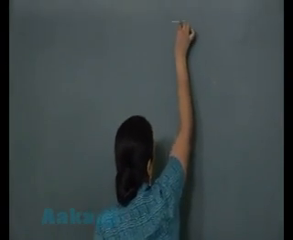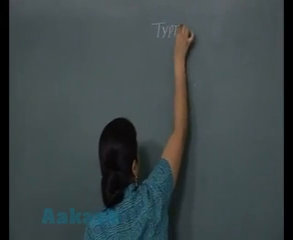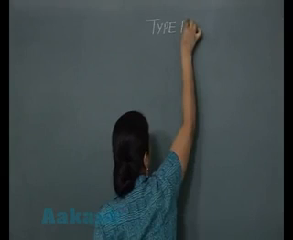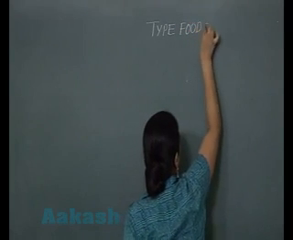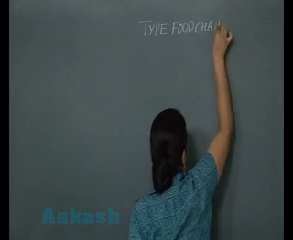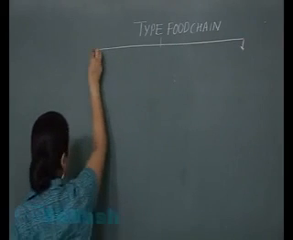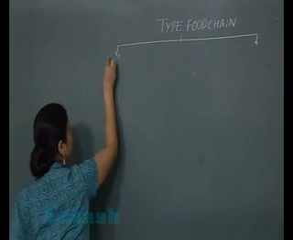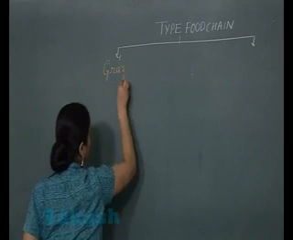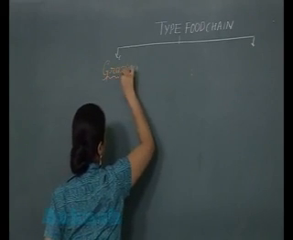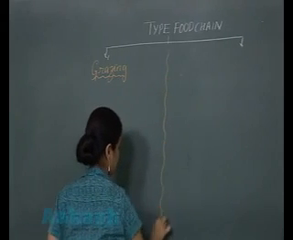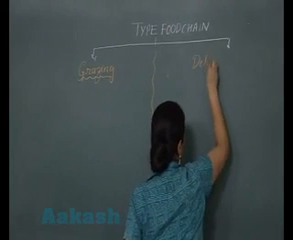Two types of food chains mainly we will deal with here, that is the grazing food chain and the detritus food chain. So we have to deal with two categories of food chain, that is the grazing food chain and the detritus one.